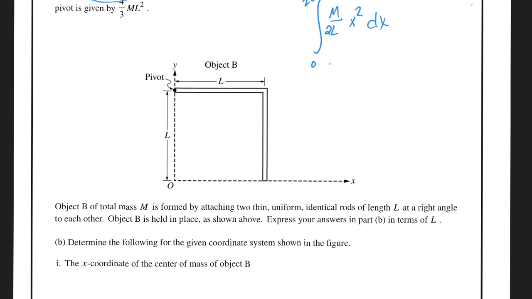Object B of total mass M is formed by attaching two thin uniform identical rods of length L at a right angle. Object B is held in place as shown above. Express your answers in part B in terms of L. Determine the following for the given coordinate system found in the figure. They want the center of mass.